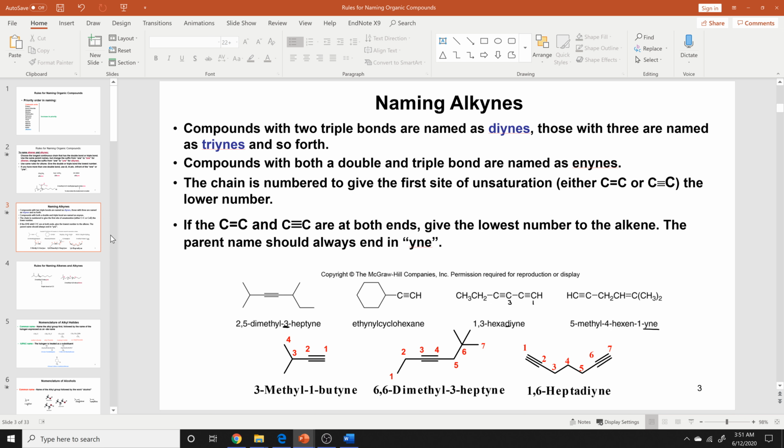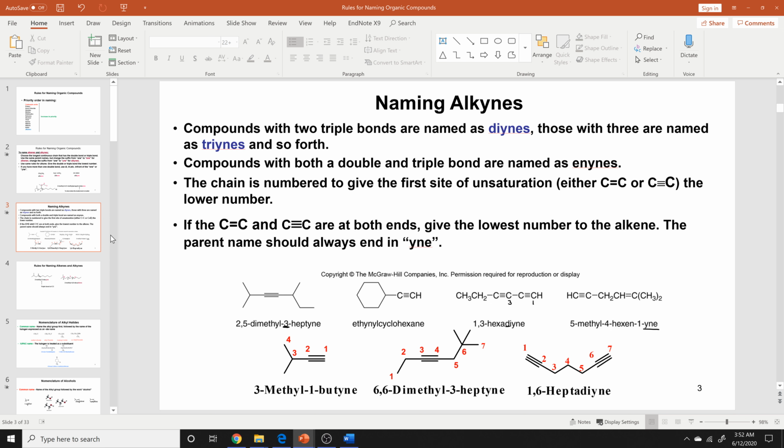So if you have a triple bond and a double bond, your ending is always in the triple bond. However, in order to start numbering, you have to give your first site of unsaturation the lowest number. So here, my triple bond is my first site. My double bond, no, because this is a carbon double bond, carbon CH3 and another CH3. So my double bond is on carbon number 2 if I start numbering from this side. Here my triple bond is on carbon number 1. So always give your first site of unsaturation the lowest number.